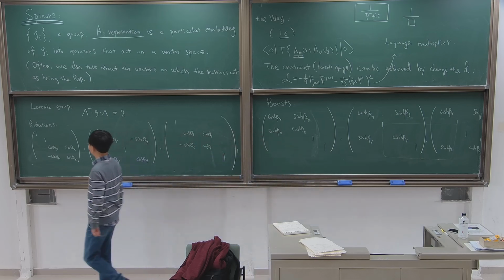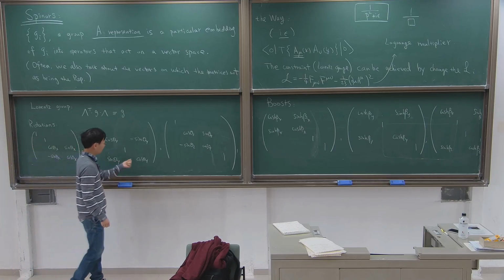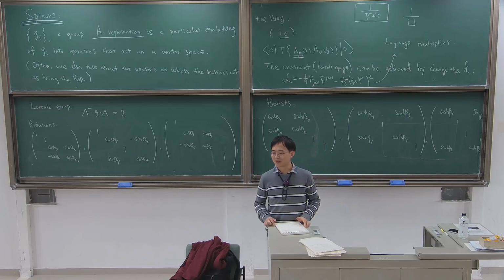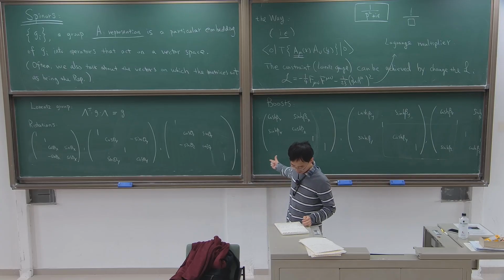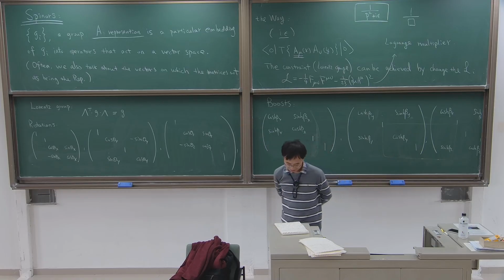We should emphasize that all these thetas, theta x, theta y, theta z, and all these betas are finite parameters, not small parameters. And these matrices are essentially the representation. If you take the definition, that's the representation. This is essentially the representation for the Lorentz group. They act on this 4-dimensional vector space.